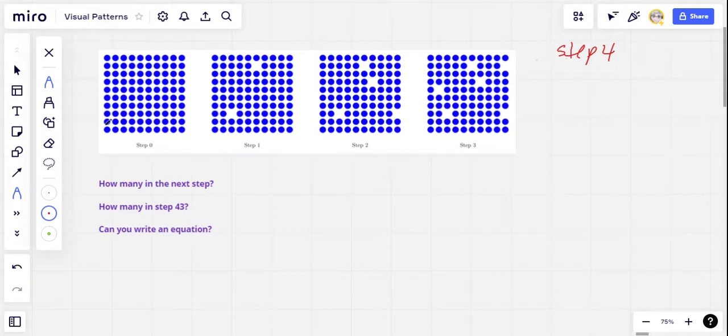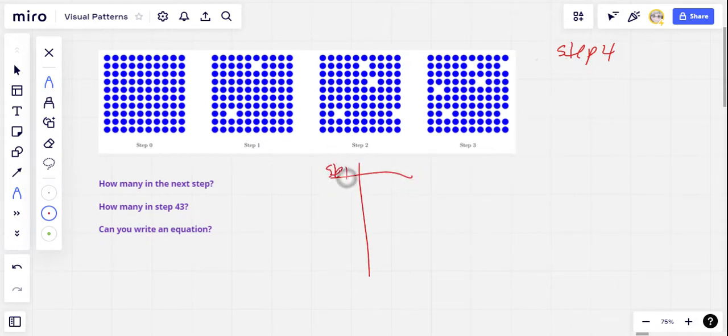Let's see. Yeah, this is 10 by 10, so there are 100 blue circles to start with. And then it looks like we just removed 2 here, and then we removed 2 more. And there are 6 missing here, so we removed 2 more. So it looks like we're going down by 2 every step of the pattern. So I think this is going to be a linear pattern.